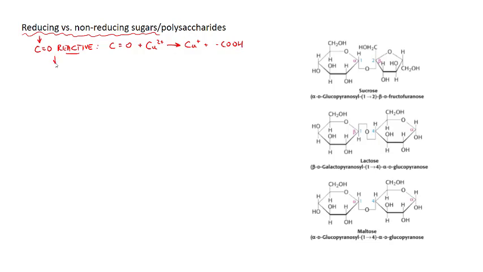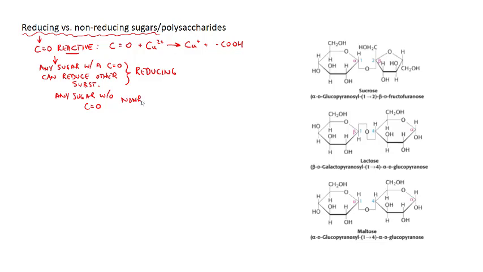So in other words, any sugar with a carbonyl can reduce other substances. And that's used as a diagnostic test to see what type of sugar you have. So any sugar with a carbonyl that can reduce other substances, this is what's called a reducing sugar. Any sugar without a carbonyl is said to be non-reducing.